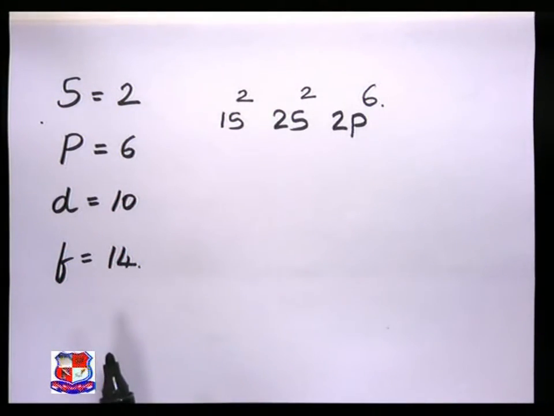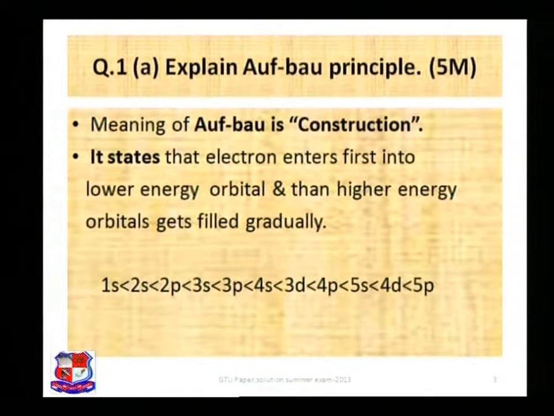In the same way, whenever you define the Aufbau principle, it states that an electron enters first in the lower energy orbital. So the electron is going to enter the 1s orbital first, then 2s, then 2p, then 3s, then 3p. Gradually all the other high energy orbitals will get filled. This is the construction of the Aufbau principle. The basic rule also guides the formation of the electronic configuration.